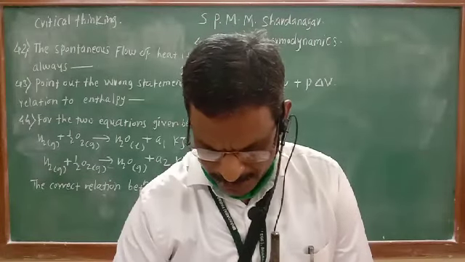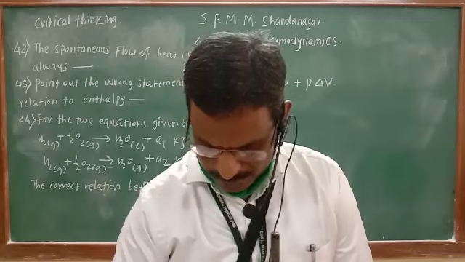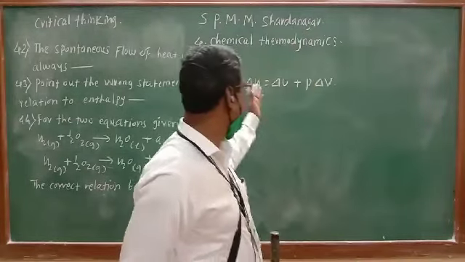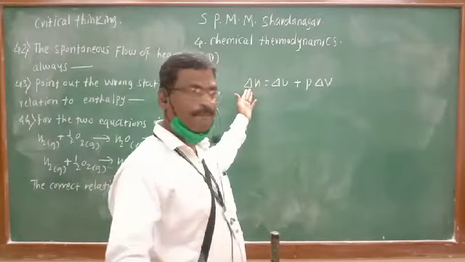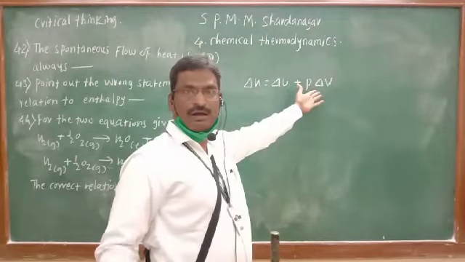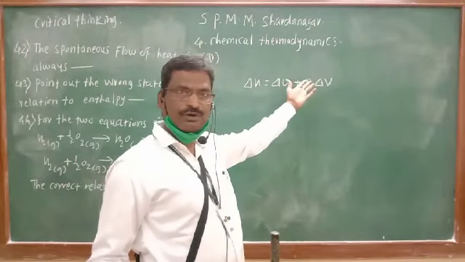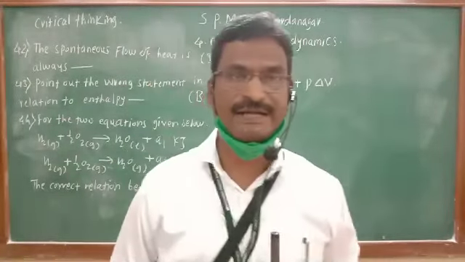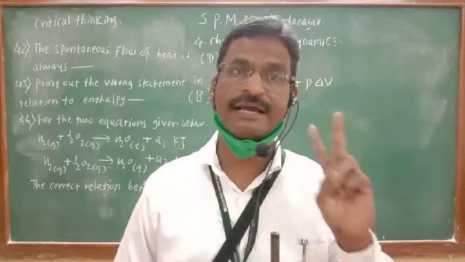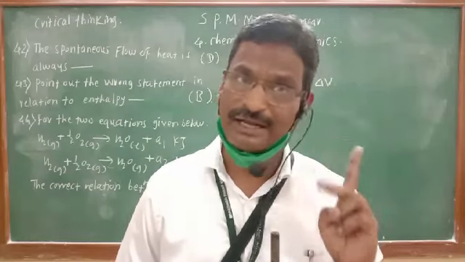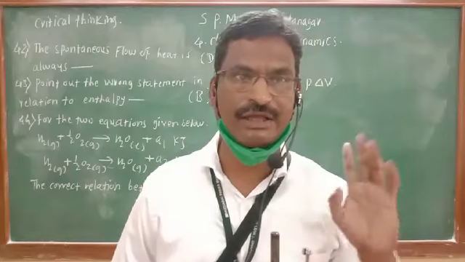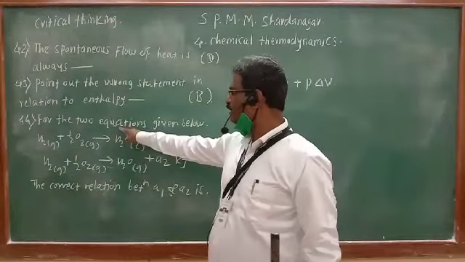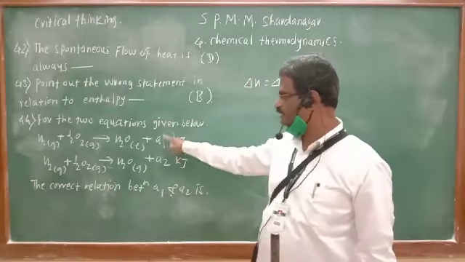Last one, its value depends upon amount of substance in the system. That is also right, because it is extensive property and its value depends on amount of matter, volume, internal energy. They are extensive. They are depending on amount of matter. So enthalpy also depends on the amount of substance present in the system. That is correct. Only second option is wrong. But here that is the correct option, because we have to find out the wrong statement. Now question number 44. For the two equations given below, these are the two equations given.